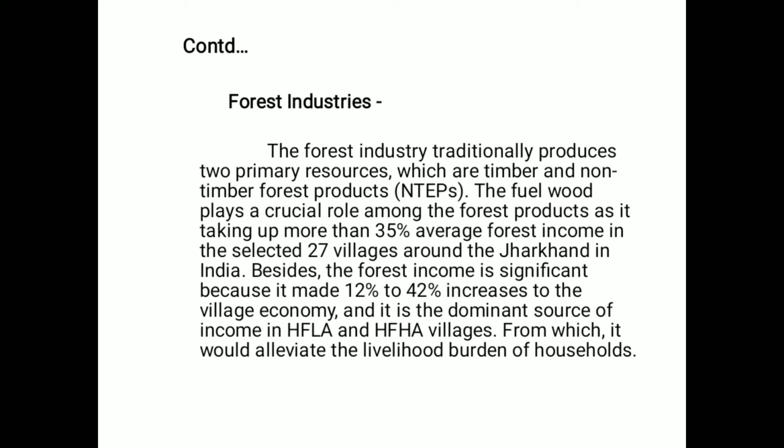Next point, forest industries. The forest industry traditionally produces two primary sources, which are timber and non-timber forest products (NTFPs). Fuel wood plays a crucial role among the forest products, taking up more than 35% of average forest income in the selected 27 villages around Jharkhand in India. Besides, forest income is significant because it made 12% to 42% increases to the village economy, and it is the dominant source of income in HFLA and HFHA villages, from which it would alleviate the livelihood burden of households.